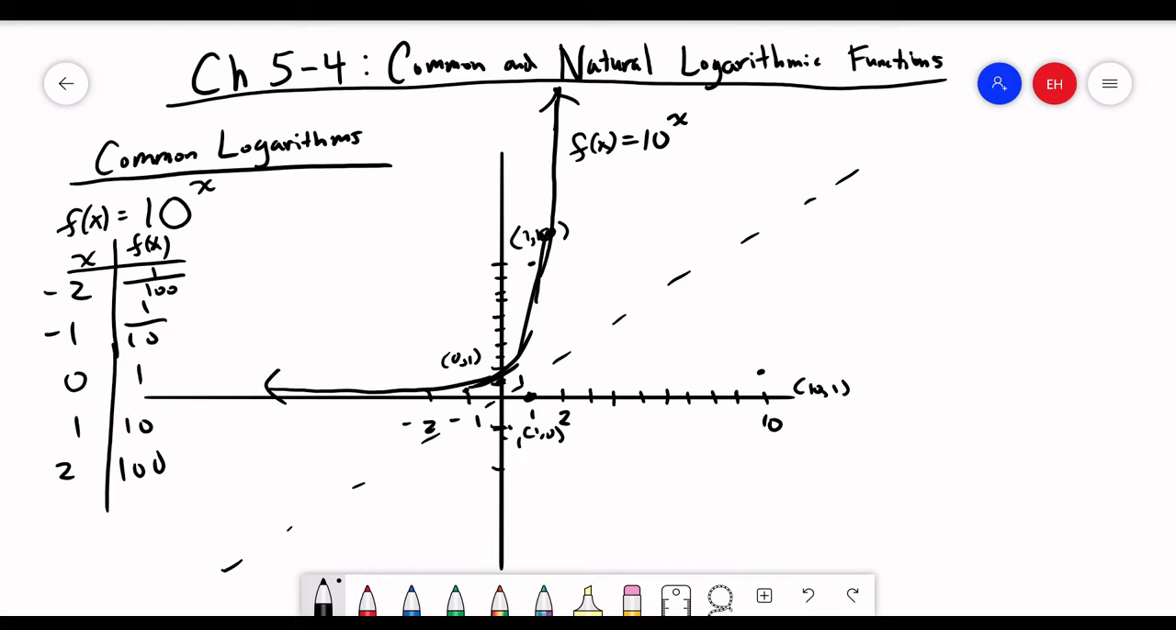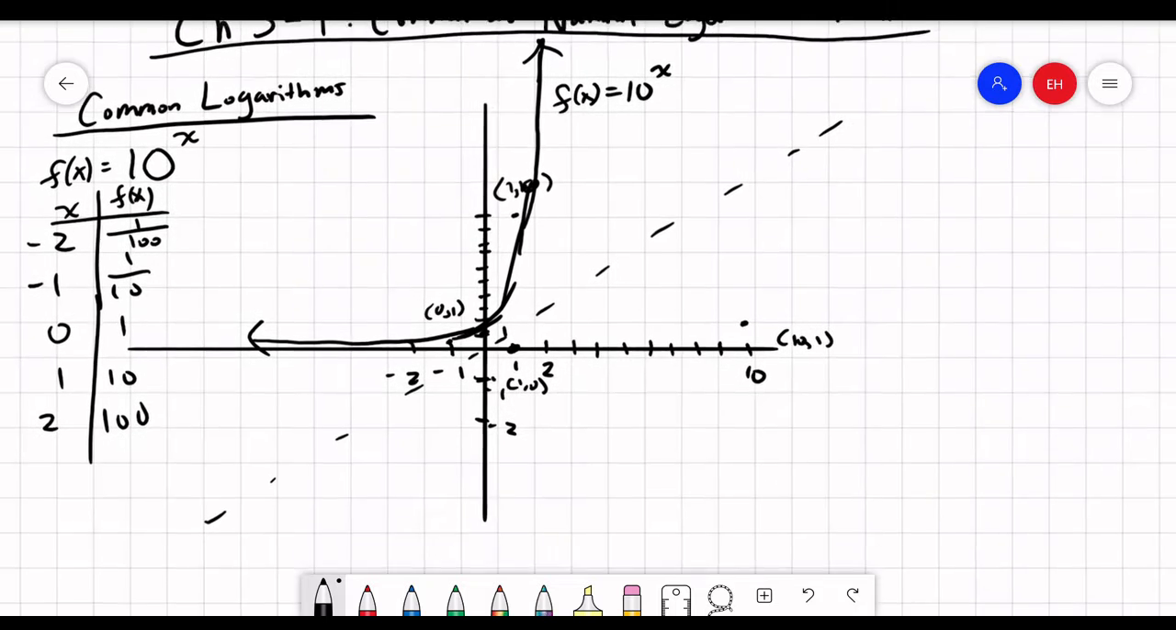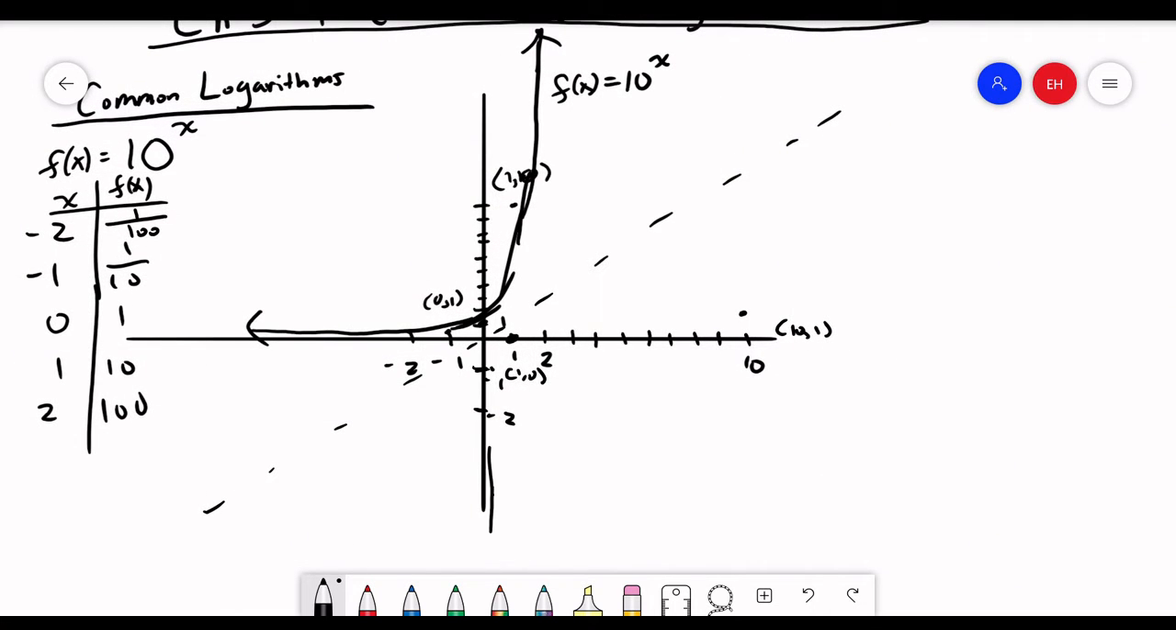And it's going to go down towards, because the exponential graph has a horizontal asymptote y equals 0, then our inverse graph has a vertical asymptote x equals 0. And we connect the dots, we get this. Now this is going to be our common logarithm function.